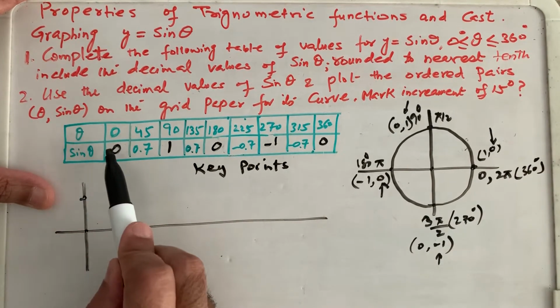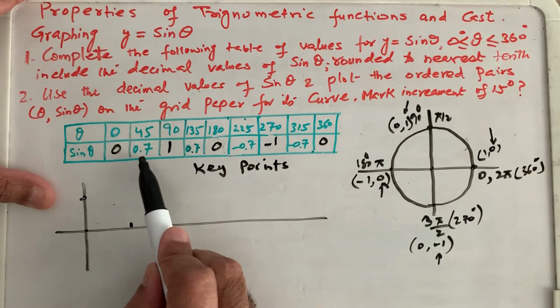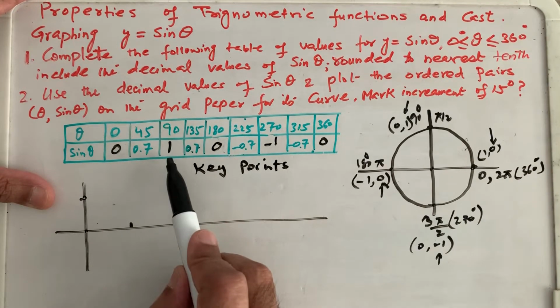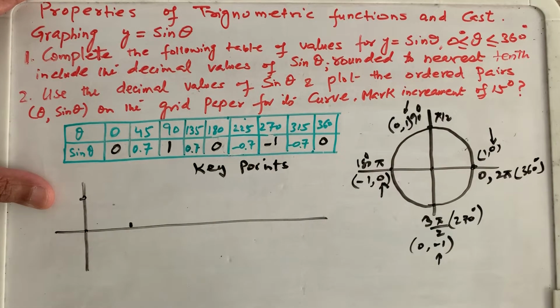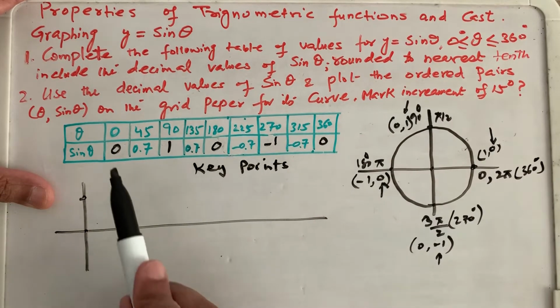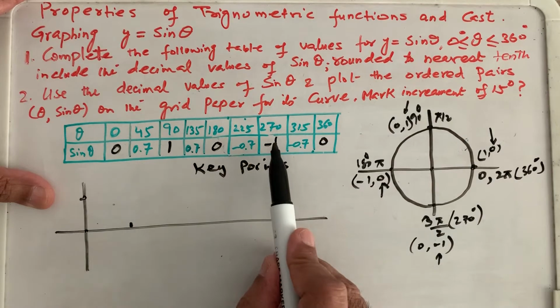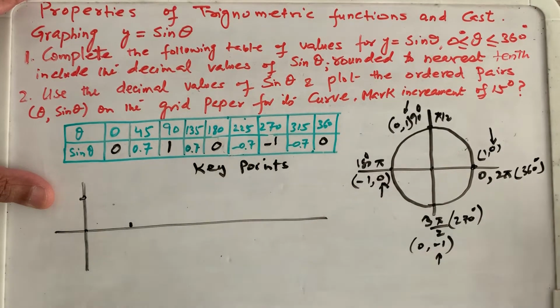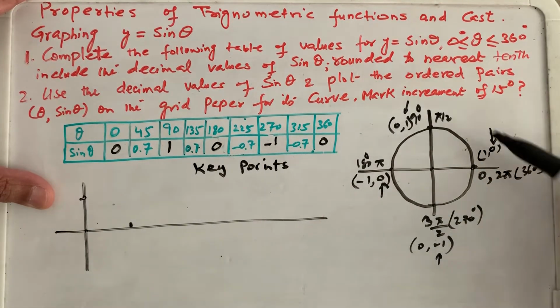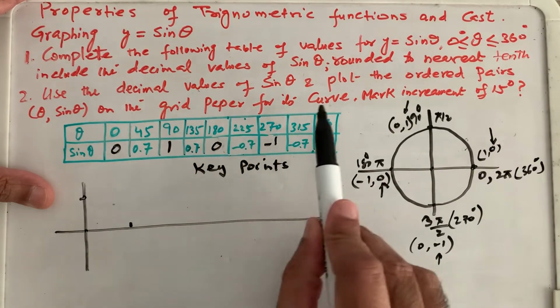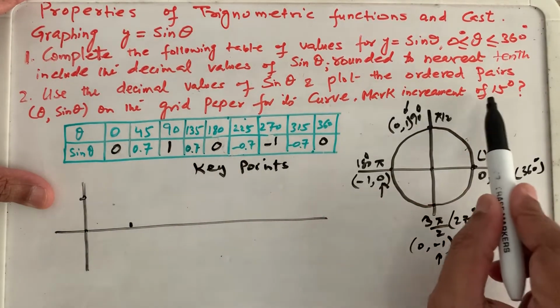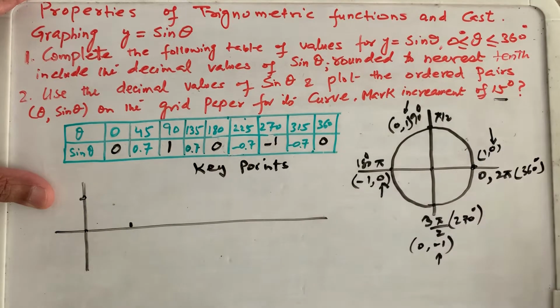We have the ordered pairs 0, 0; 45, 0.7; 90, 1; 180, 0. We will only draw key points, which are 0, 90, 180, 270 and 360, and we fill in the table with the help of the unit circle. The question says that on the grid paper for its curve, mark increments of 15 degrees. So what we do is scale. What is the scale?